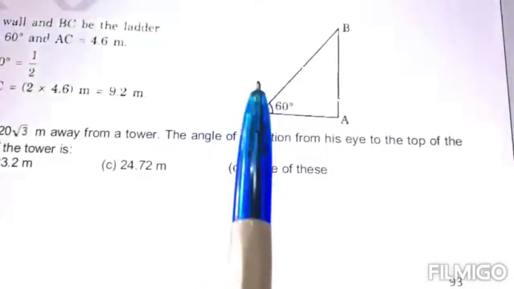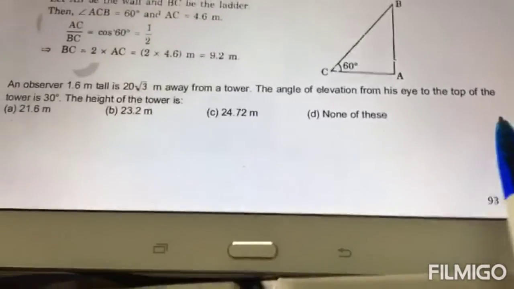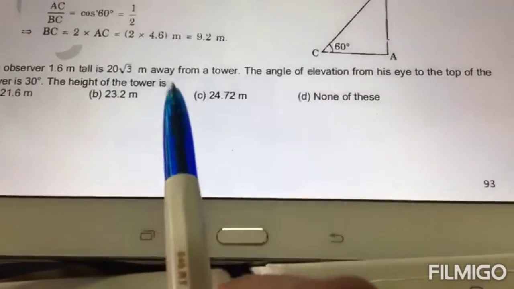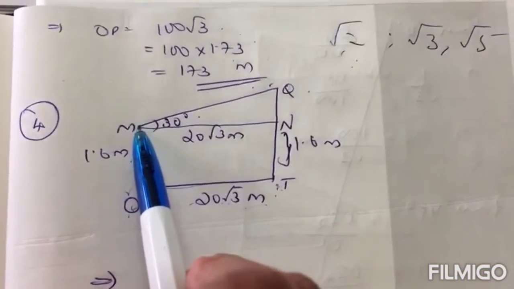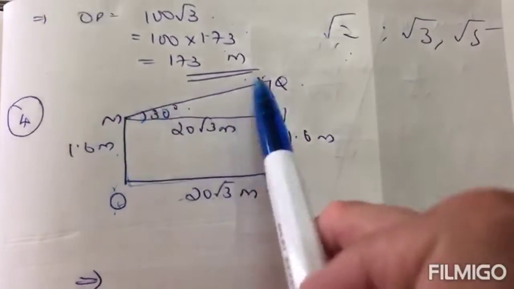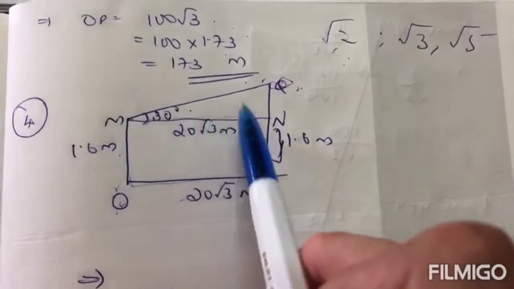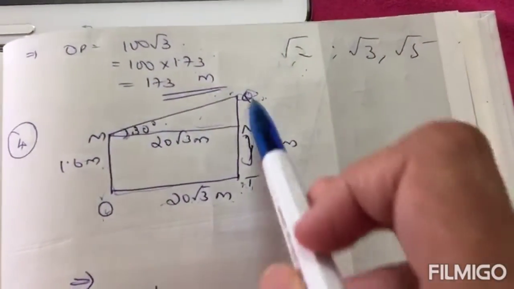Let's see what the question has to say. The angle of elevation from his eye to the top of the tower is 30 degrees. What is the height of the tower? So this is the observer OM. Let M be his eye. From M to the top of the tower Q, the angle of elevation is 30 degrees. What are they asking? The height of the tower. We have to find out what is TQ.